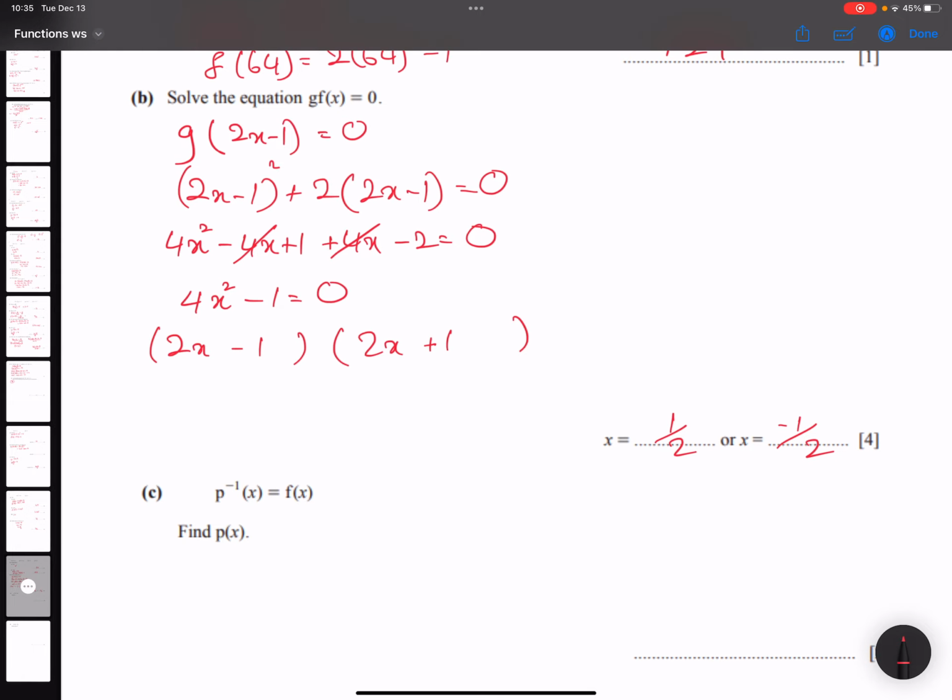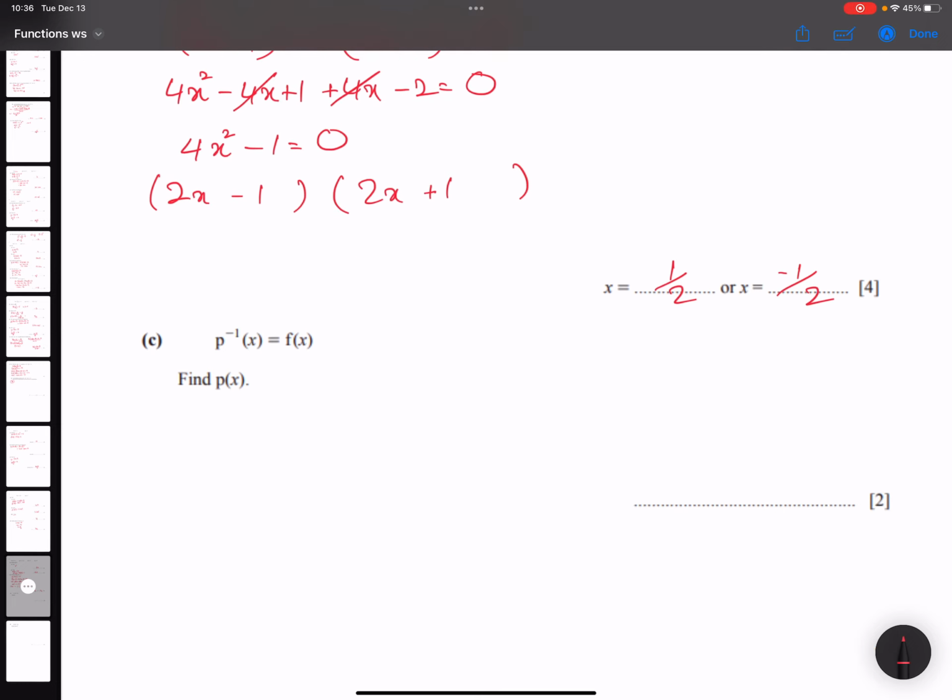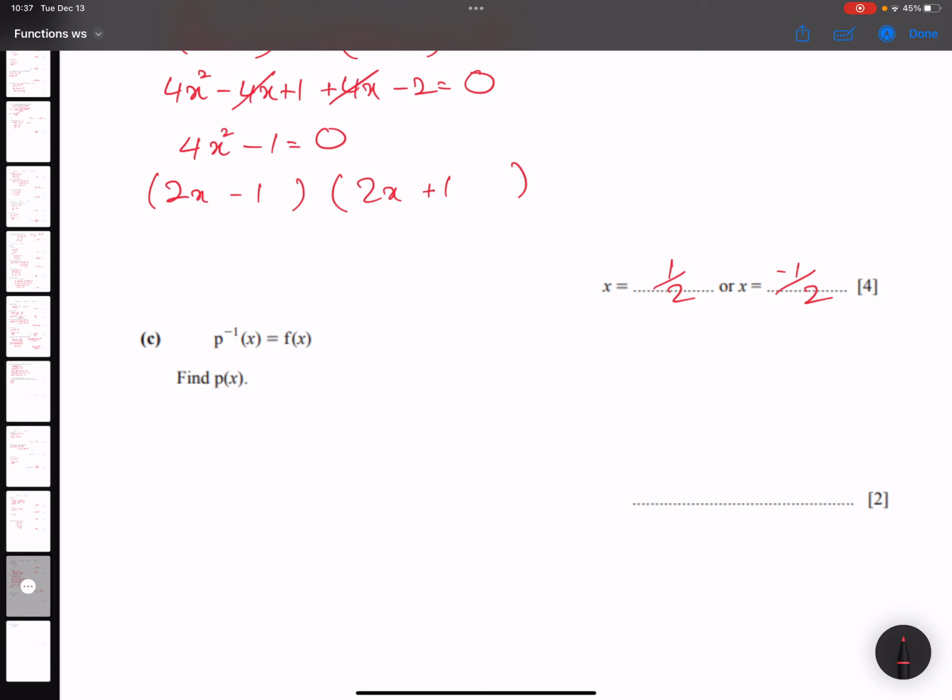p inverse of x equals f of x. Find p. Alright, in this question we're going to use the same idea. Let me just explain something. If you have, for example, f inverse of x equals 5, this can be written just as f of 5. So you bring this inside and you change the inverse into the function. The same idea, we're going to do this over here.